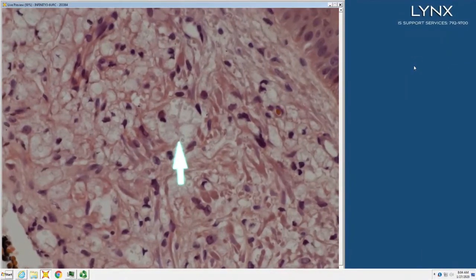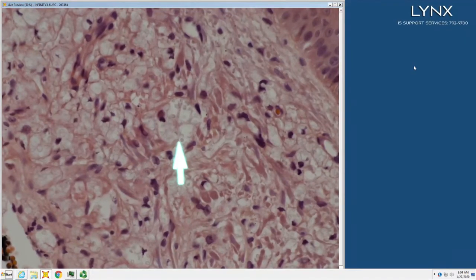Didn't look like much at scan, did it? It's one of those that makes you break into a cold sweat. Right? So what do you see there? Okay, that's not supposed to be there.